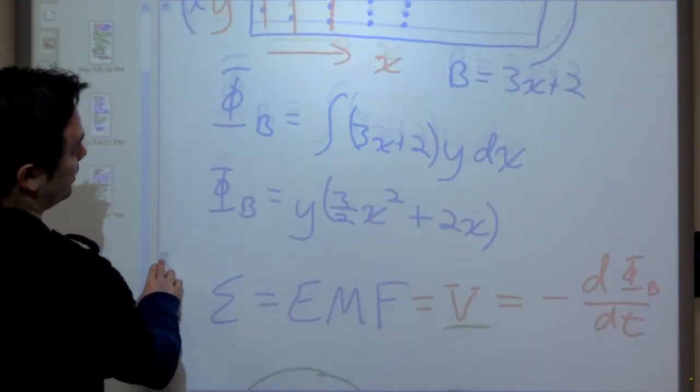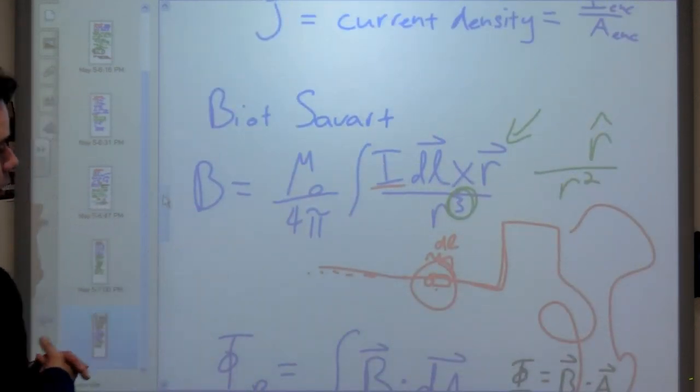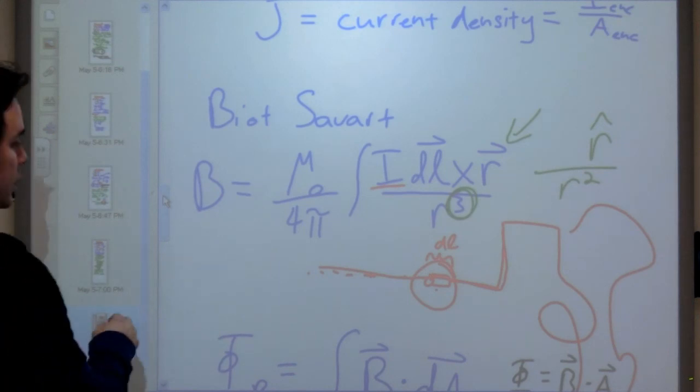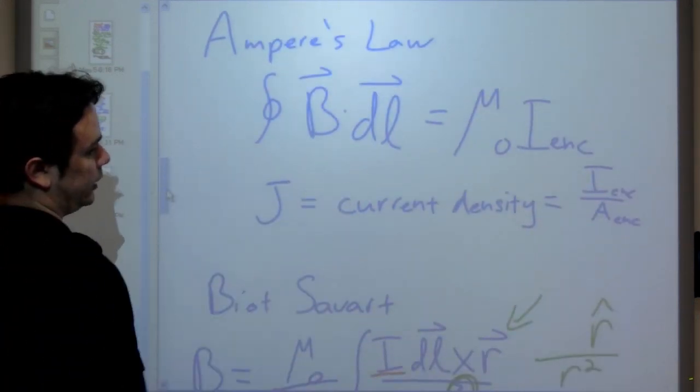Biot-Savart, as we talked about up here, complicated. It's a very thorough way of going about doing things, but it becomes very difficult to actually evaluate the math in and of itself. So it's not something that is done on a regular basis. Usually when you're looking for the magnetic field, you're going to rely on Ampere's Law.